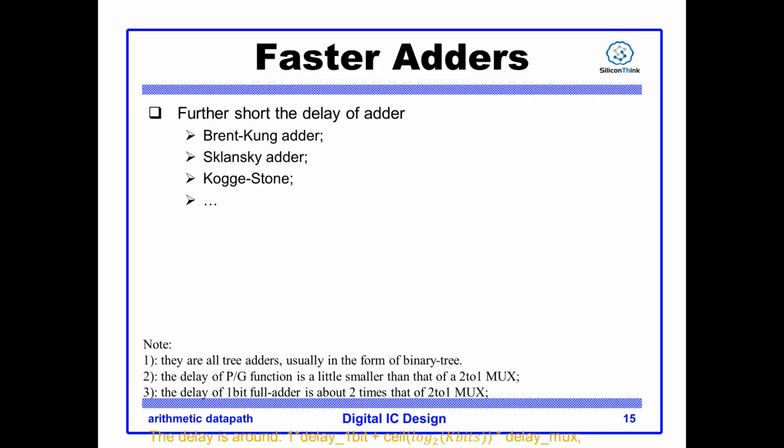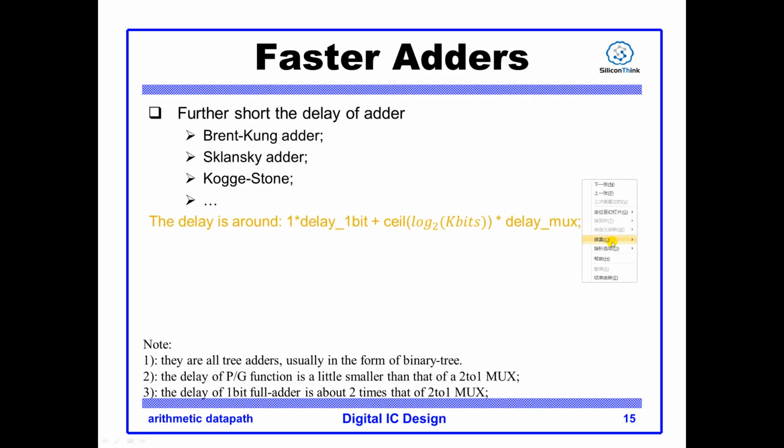You can come up with this equation. Just try it by yourself.